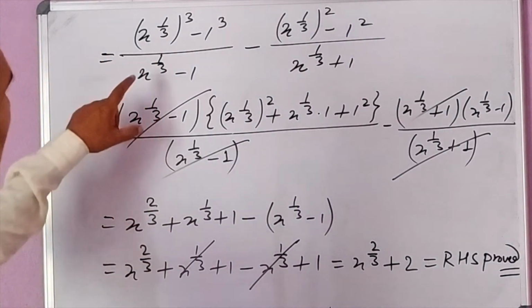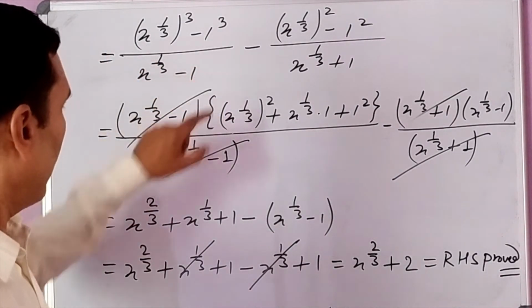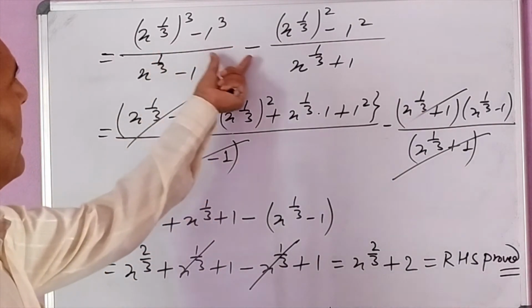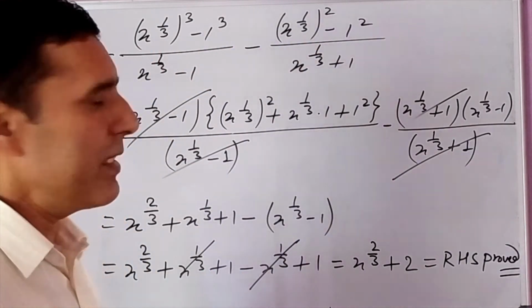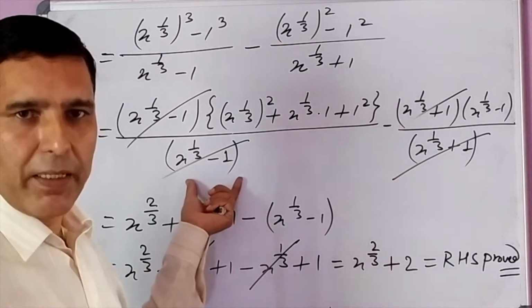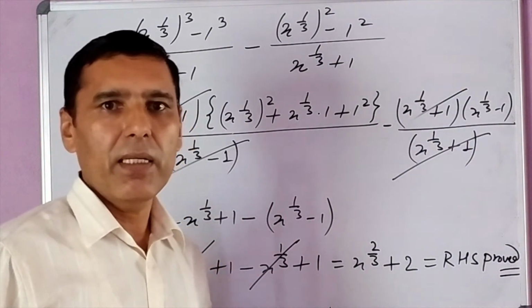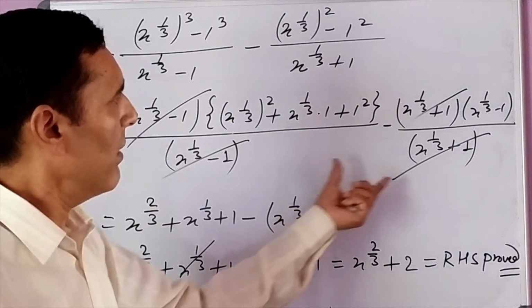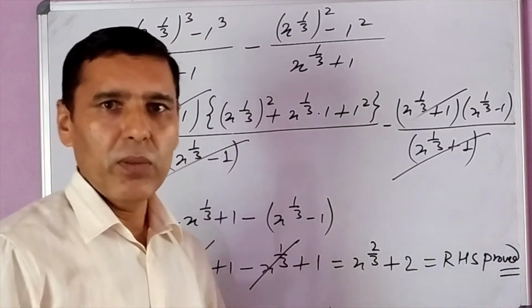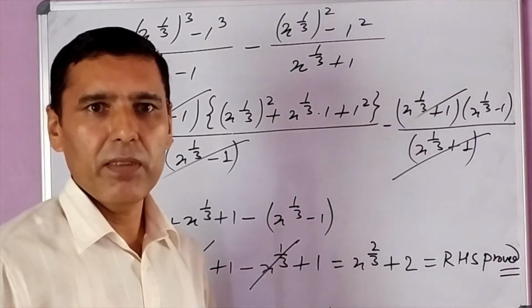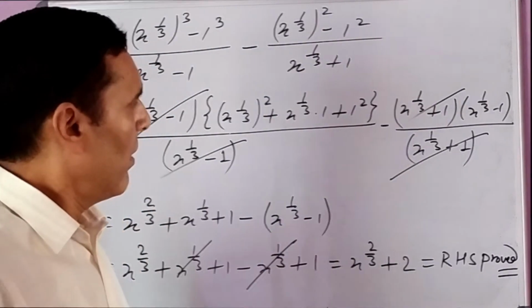Sometimes we use this technique, making a³ minus b³ and a² minus b², instead of taking the LCM, because in mathematics, whichever method or technique is easier for us to get the required thing or to simplify it further, we can adopt that technique.